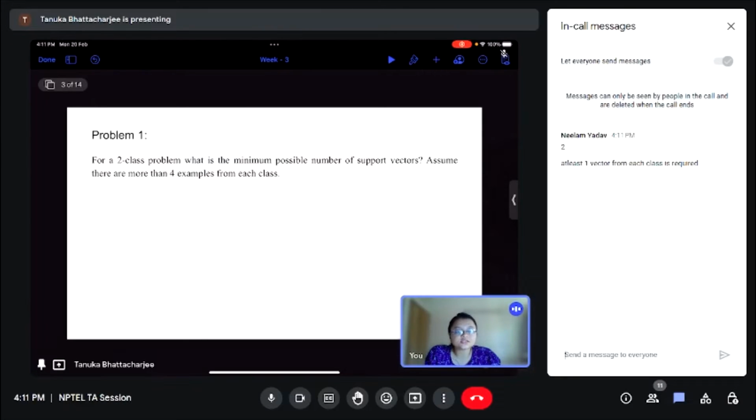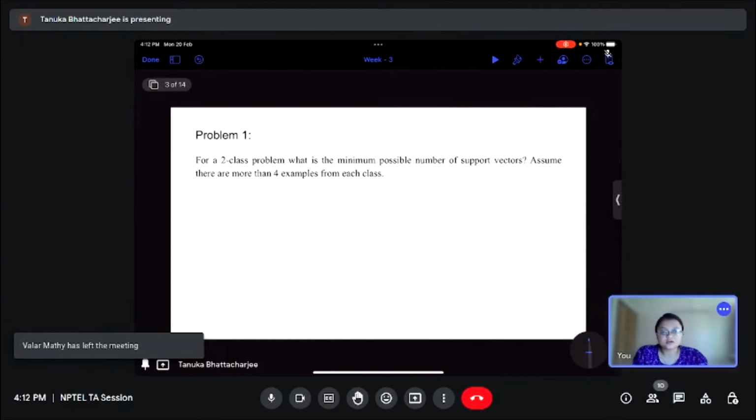Okay, she is saying at least one vector from each class is required. Yeah, right. When we are computing this margin, we have to compute the margin from some data point of each of the classes. So you need at least one point to compute that margin.